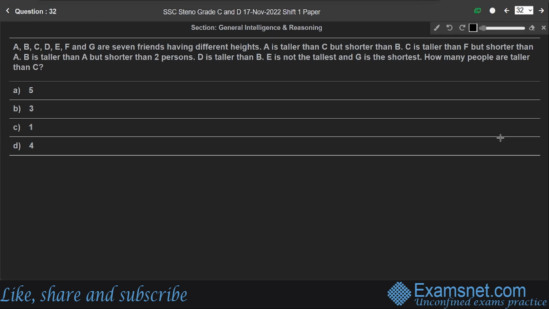Question 32. A, B, C, D, E, F, and G are 7 friends having different heights. A is taller than C. So we'll consider the person A like this. A is taller than C means person C is shorter than A, right? But shorter than B. A is shorter than B means B is taller than A, right?